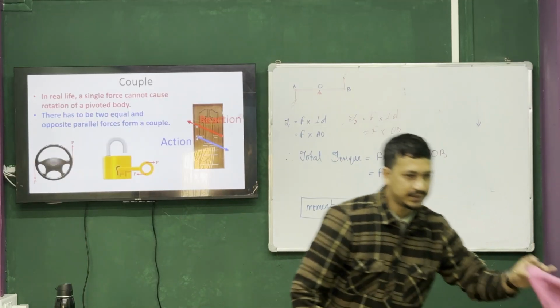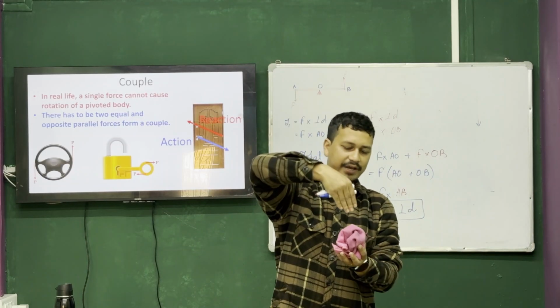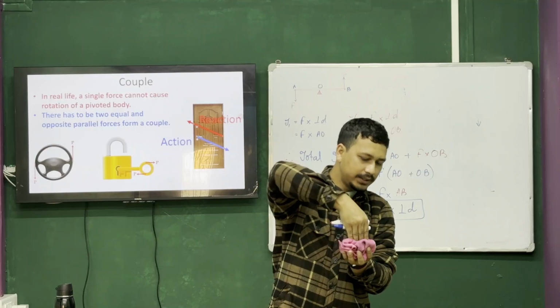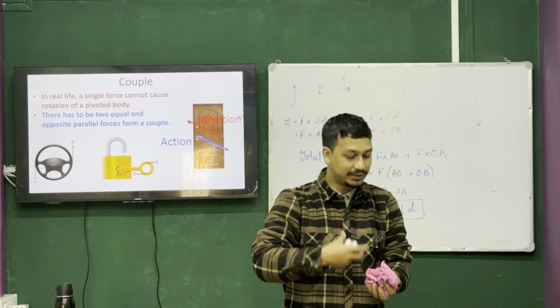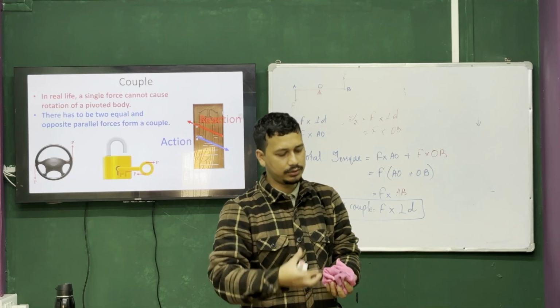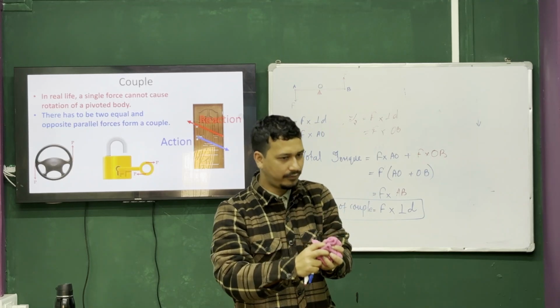For example, let's say I have this cloth. If I apply force on this, see what is happening. Can you see what's happening? Its shape is changing. So that is one effect of force, deforming. It is deformed, right?